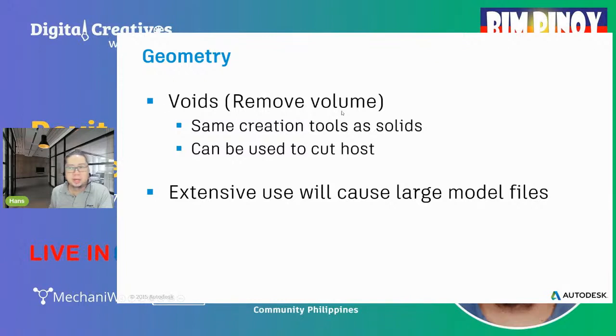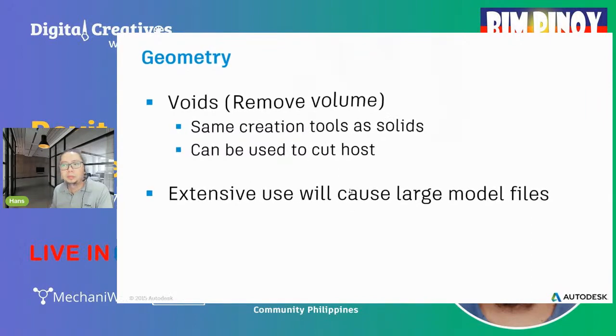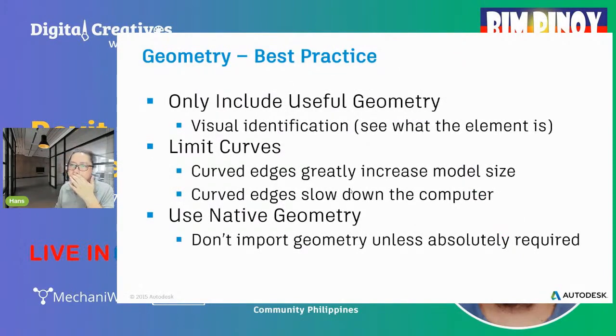Voids are technically removing some volumes, same as extrusion, and can be used to cut the host. Extensive use will cause a large model file. It means extensive use of more geometry, especially those curves, will cause a much larger file size. So best practice, as I told you a while ago: limit the curves, use native geometry, only include useful geometry.